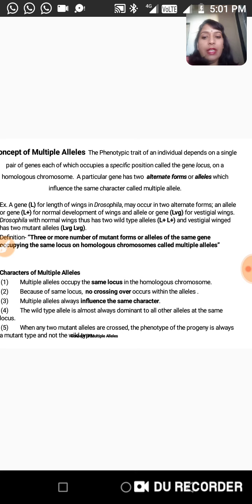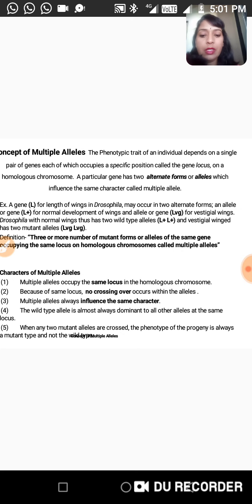The next characteristic: when two mutant alleles are crossed, the phenotype of the progeny will always be the mutant type. Okay, when we cross the mutants, we get the mutant in the progeny. If you cross the normal, you will get normal in the progeny, unless and until any kind of mutation takes place in the generation, right?